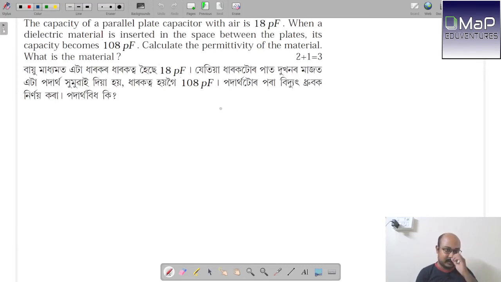Question number 3b gives us capacitance. The capacitance of a parallel plate capacitor with air between the two plates is 18 picofarad. When a dielectric material is inserted in the space between the plates, its capacitance becomes 108 picofarad. Calculate the permittivity of the material, that is the dielectric constant of the material, and what is the material.